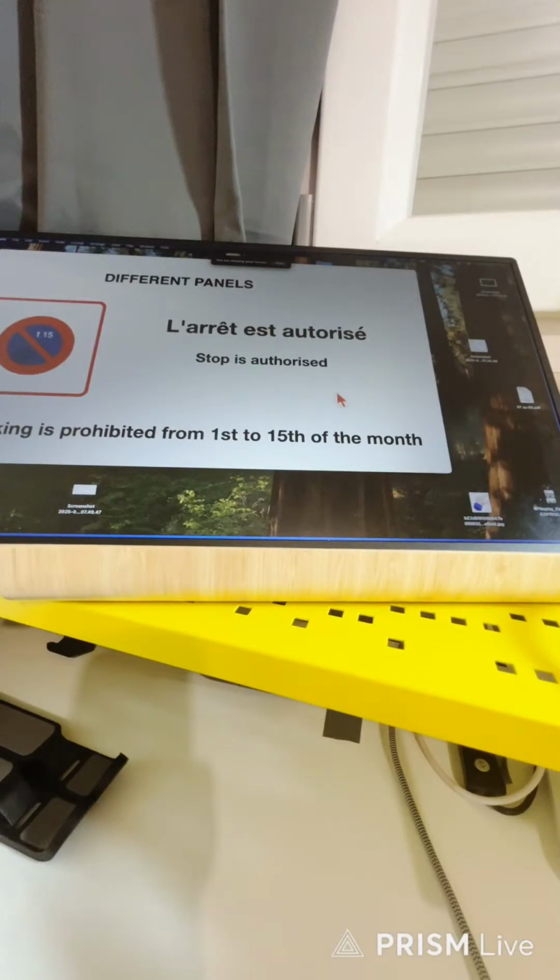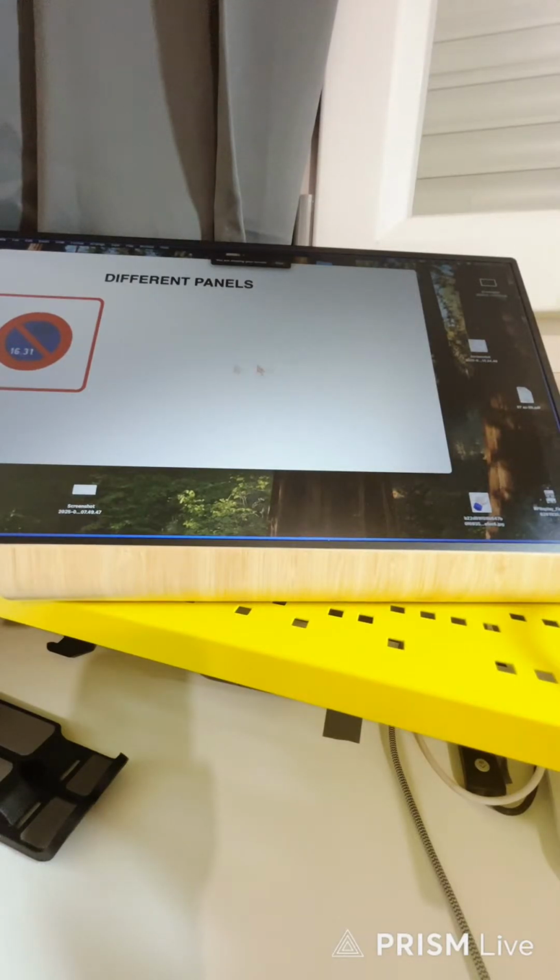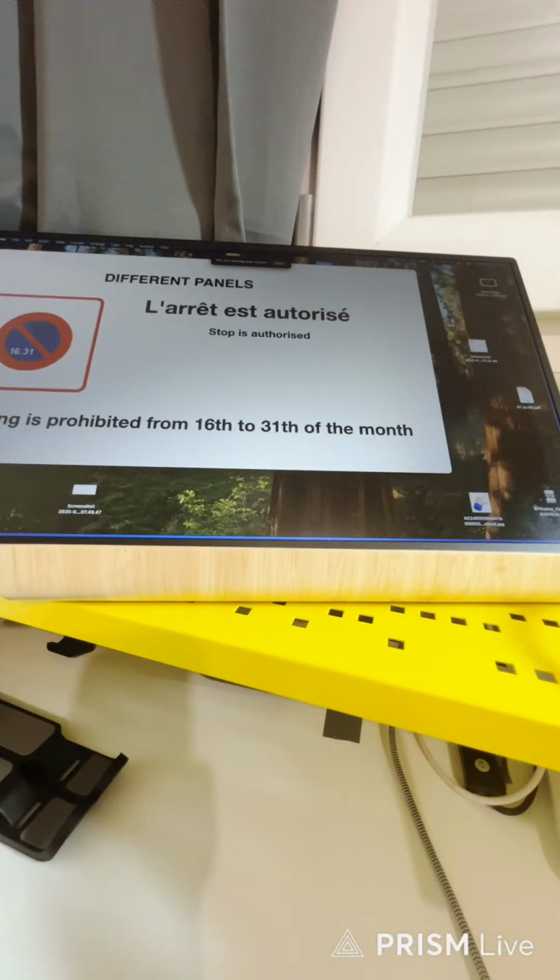Yes. So the next panel is the same panel, which is on the 16th to 31st now. They'll just put only one date here. So it's the inverse of the one that I explained before. It means that l'arrêt est autorisé on the 16th to 31st. It means it's only arrêt that is allowed. Parking is not allowed from this date. It's only arrêt that is allowed, but parking, that is stationnement, is not allowed.